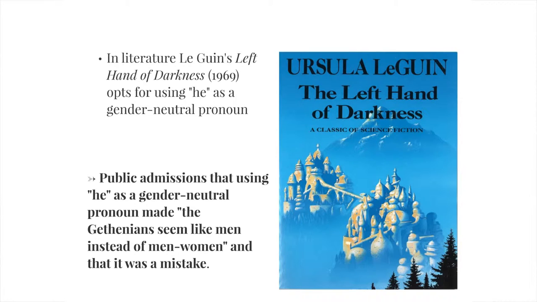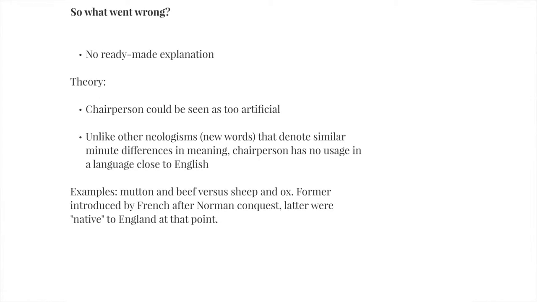The literature example for this approach is Ursula Le Guin's Left Hand of Darkness, but it faced problems, even though it was very popular. That led the author to actually say that her use of he as a gender-neutral pronoun was wrong, and she later on revised the entire novel to reflect that. So what actually went wrong, specifically because using the modified titles seemed like a great idea? There's no really ready-made explanation for this. We could say that chairperson is too artificial and that's why people don't like using it.